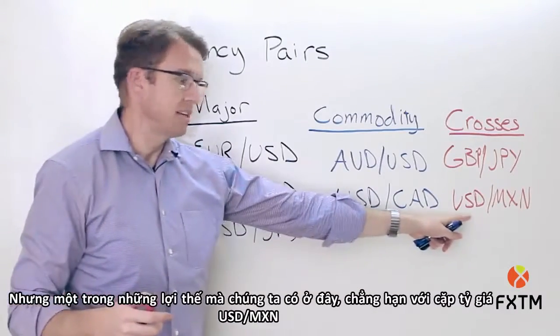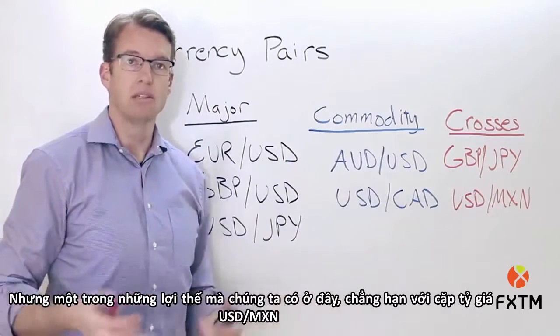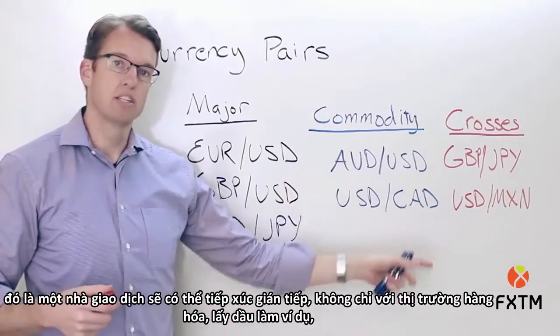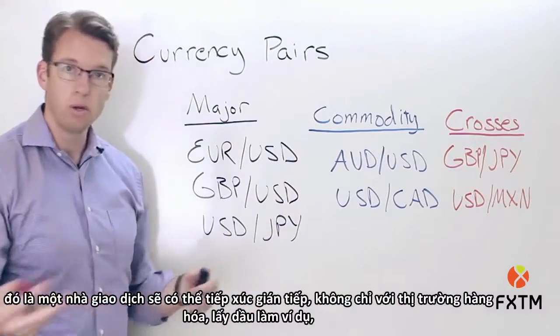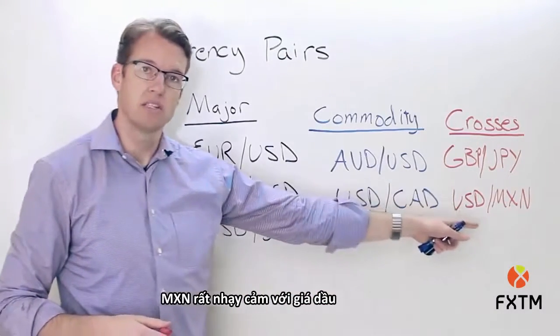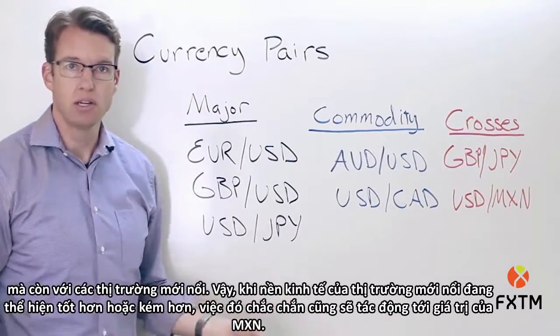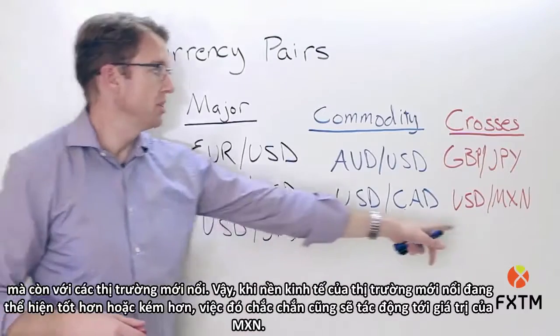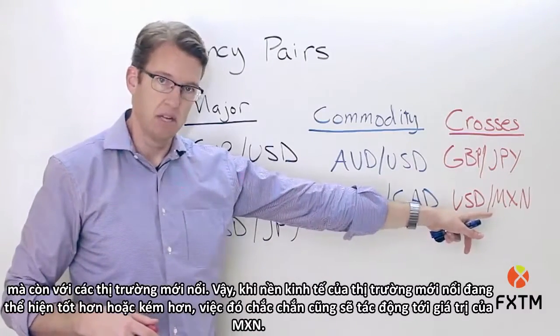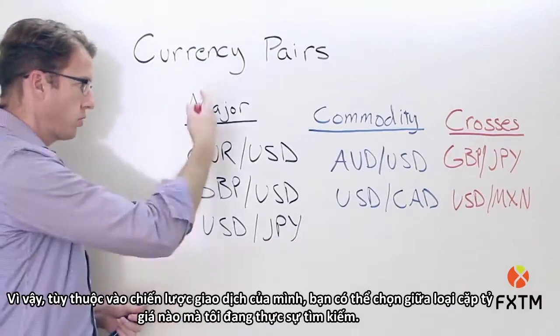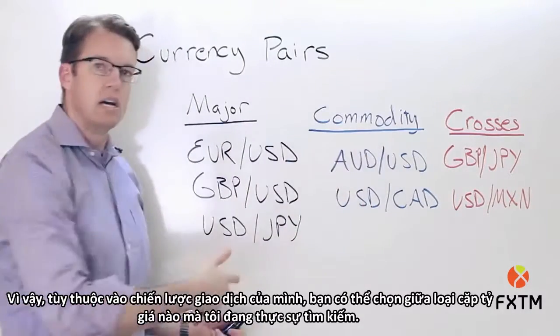But one of the advantages we have here, let's say, for example, with the dollar to the Mexican peso, is that a trader would be able to have indirect exposure not only to the commodity market, oil, for example. The Mexican peso is very sensitive to the price of oil, but also to emerging markets. So as emerging market economies are doing better or worse, well, that's certainly going to affect the value of the Mexican peso as well.